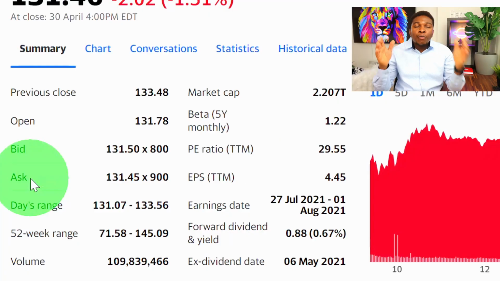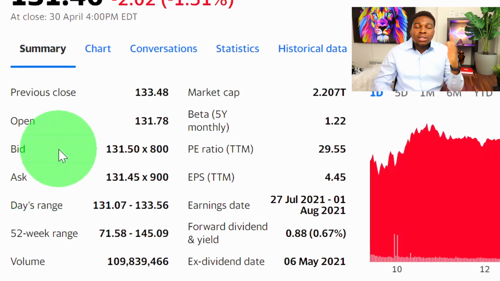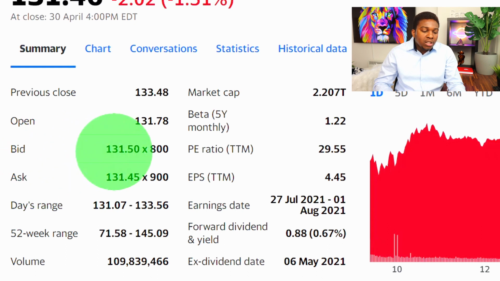The amount that the seller is ready to sell the share for is called ask, and the amount that the buyer is willing to buy at is called bid. And of course, you agree with me that in the stock market, the buyer pays more and the seller sells at a lesser price. So the bid price is always higher than the ask price. So you see the bid price is 131.50 and the ask price is 131.45.